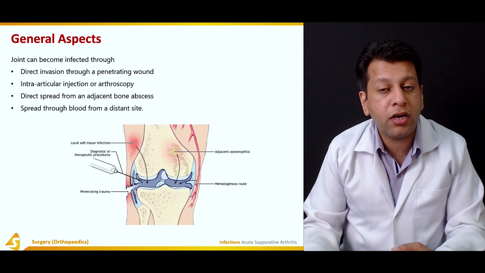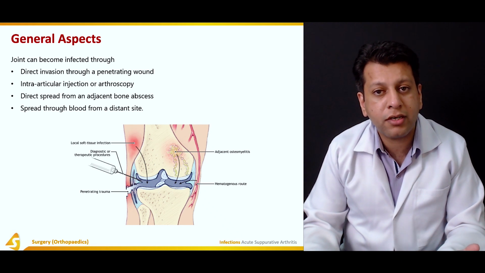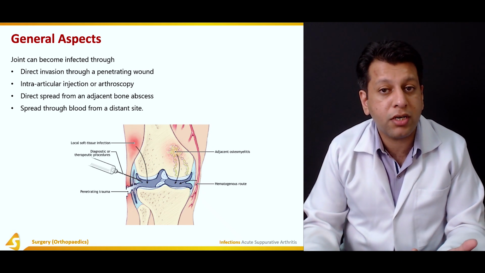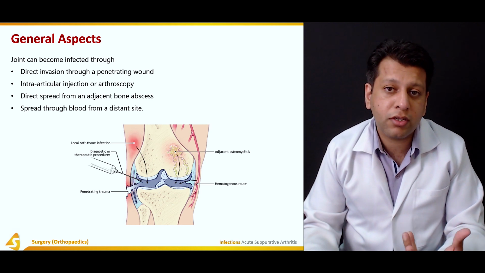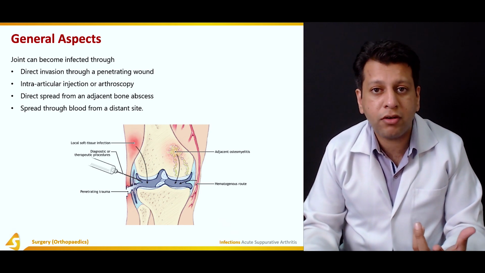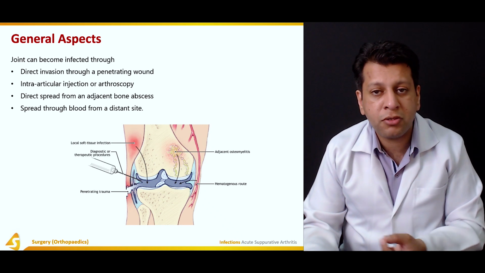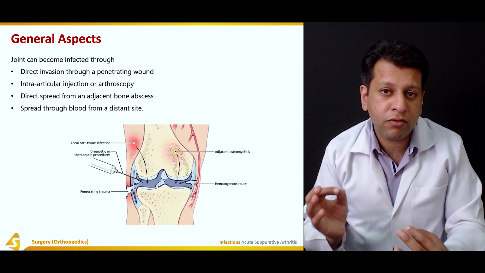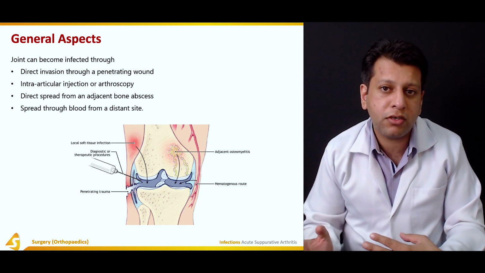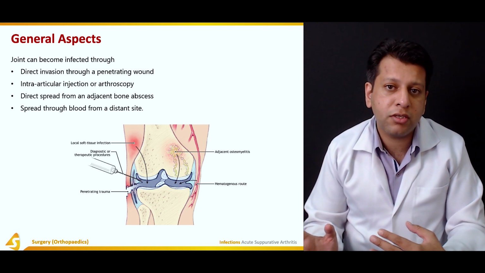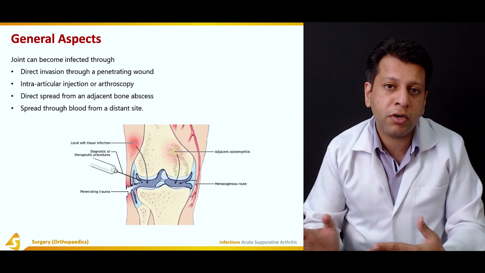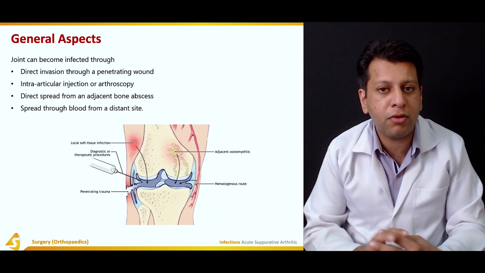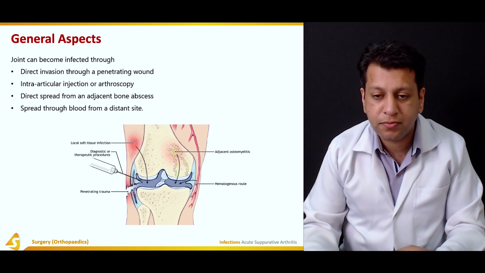This could spread through blood from a distant site, as occurs in acute haematogenous osteomyelitis. Although there was a sore throat or some kind of infection, in females especially, if there was piercing of the ear, there was some kind of focus very much distant from the bone, but actually the microorganisms have spread via the bloodstream into the area.